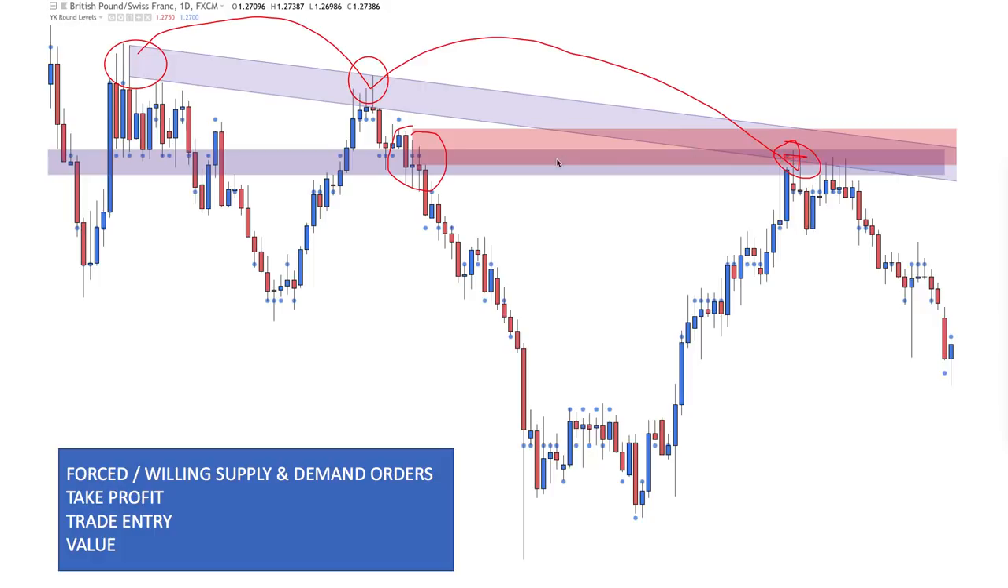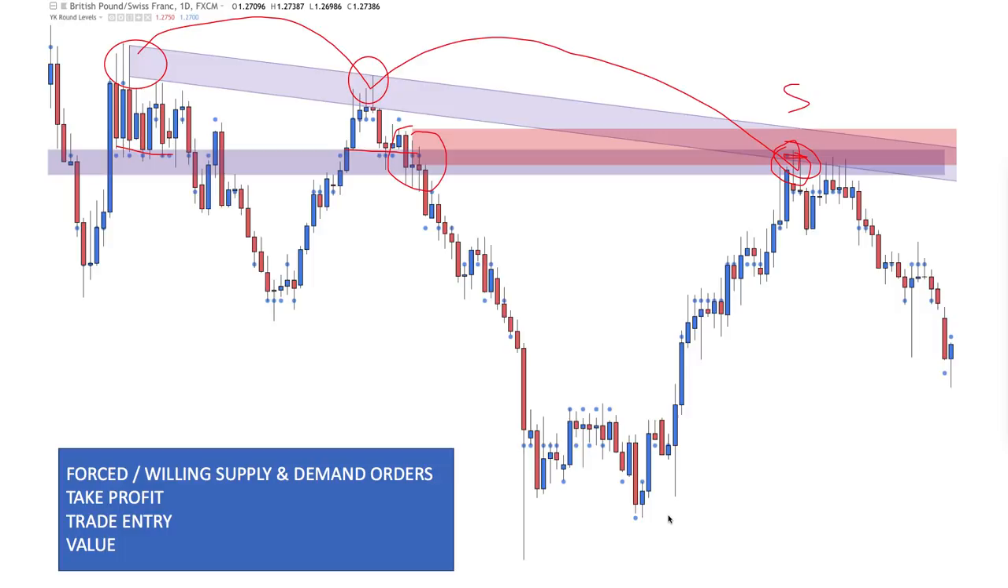We have horizontal support and resistance where you've got support, support, support. You can see the round number has been reacted off of there. You've got a bit of support here, and now you've got some resistance. So net net, you've got loads and loads of resistance and supply coming into the market from various different disciplines of traders.